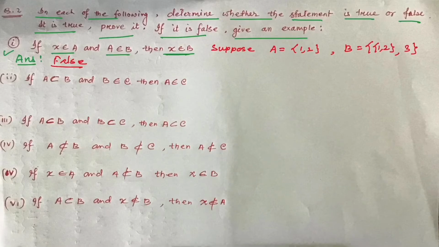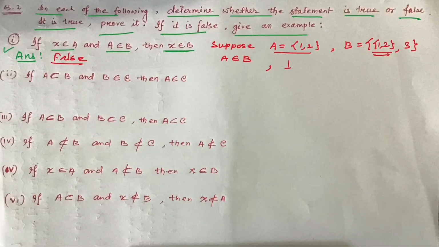Okay, so here you see, here A belongs to set B. A belongs to set B. That means that set A is an element of set B. Here you see 1 belongs to set A. Okay, so set A contains 1. Okay, this is 1. But in B, this 1 is not an element of B.